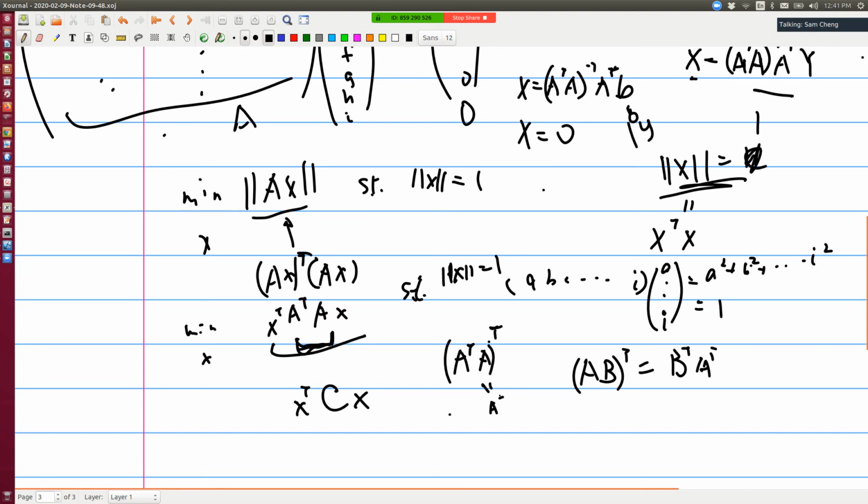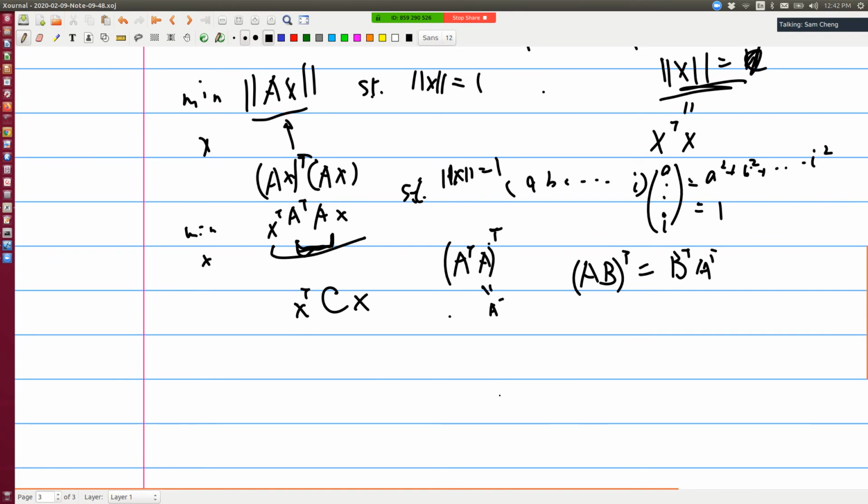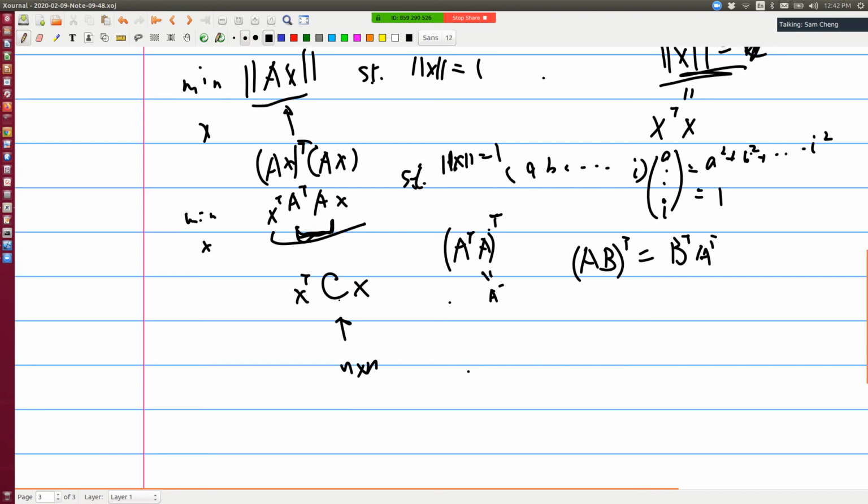Okay, this one you may not remember. When you have a symmetric matrix, you can always find a set of eigenvectors that form a basis of the space. For example, say C is n by n. If it is a symmetric matrix, you can always find a set of eigenvectors that span the n-dimensional space. This is a fact, so you can go back to the linear algebra textbook and look for that.